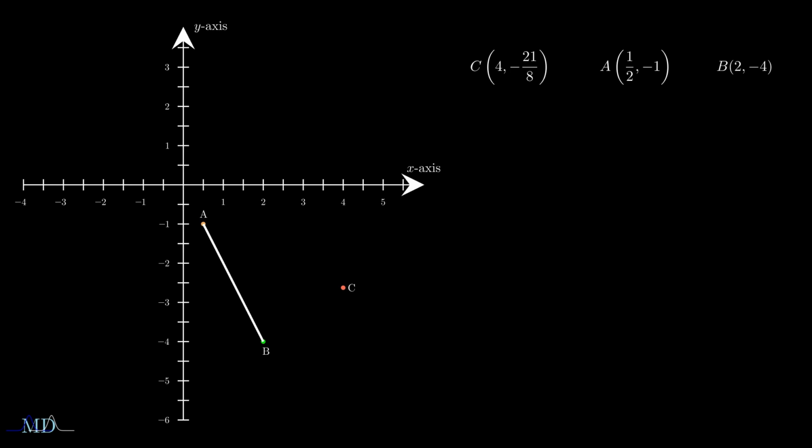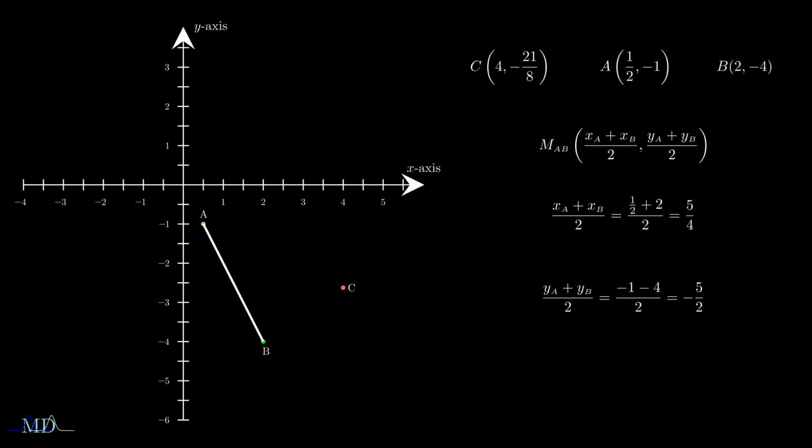The first thing we need to calculate is the equation of the axis of the segment AB. The axis of a segment is the line perpendicular to it that passes through the midpoint of the segment itself. The coordinates of the midpoint of the segment are given by the half-sum of the two abscissae and the half-sum of the two ordinates. We find that the coordinates of the point M are (5/4, -5/2).